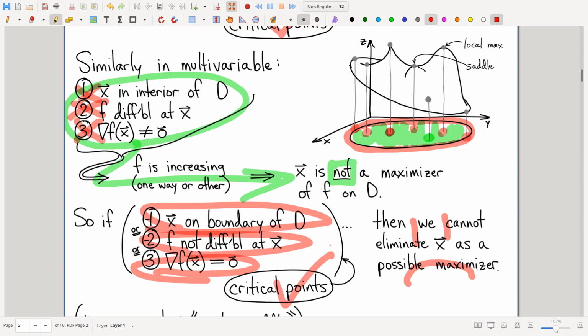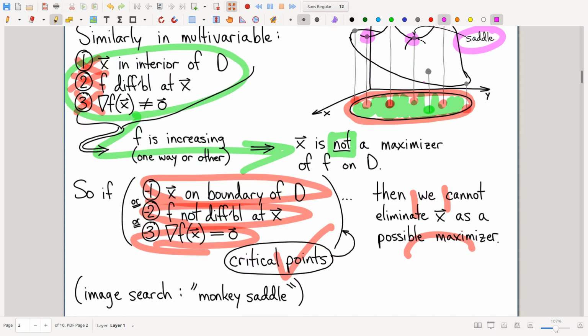Okay, real quick, a little bit of terminology. In particular, these points here, we call those saddle points. To be fair, there are different kinds of saddles, and I think you might be amused to look up monkey saddle as a fun little shape.